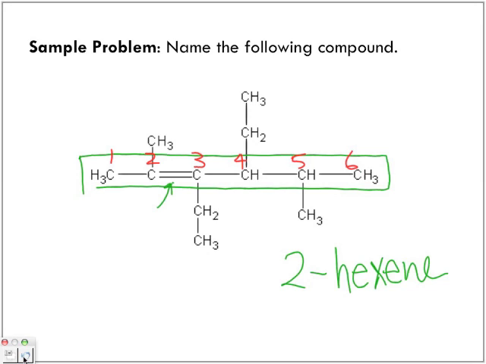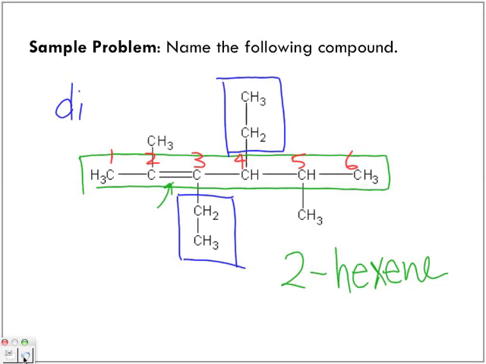Now let's look at the branched ones. So we've got an ethyl group here, 1 ethyl group. We've got another ethyl group. So we've got 2 ethyl groups. So we've got a diethyl group, right? We've got 2 ethyl groups. One of them at the 3 carbon, another one at the 4 carbon. So here's where the comma lies, right between numbers.